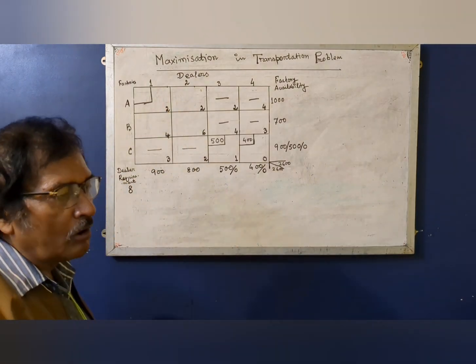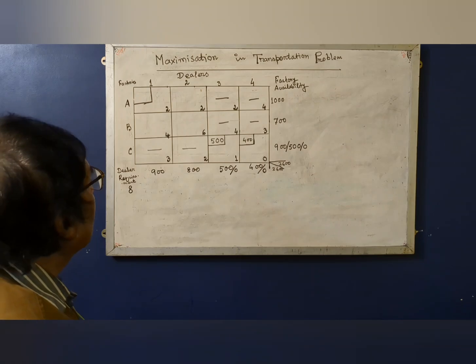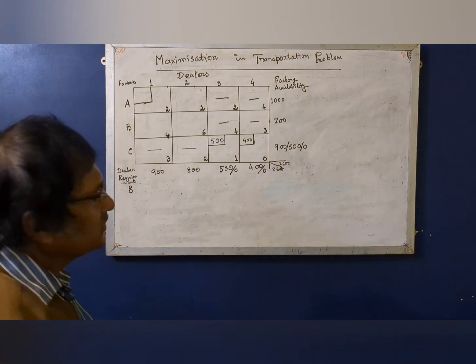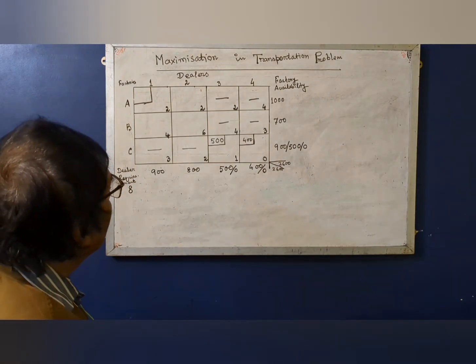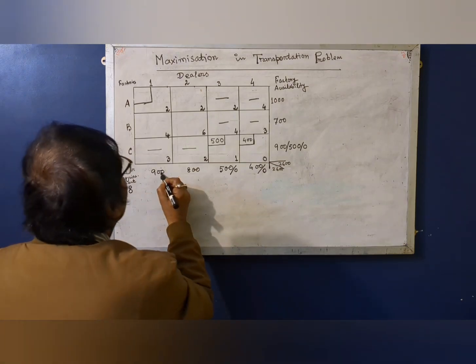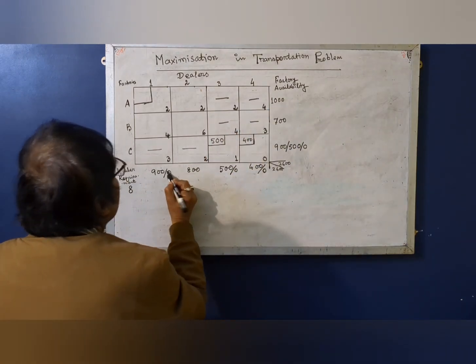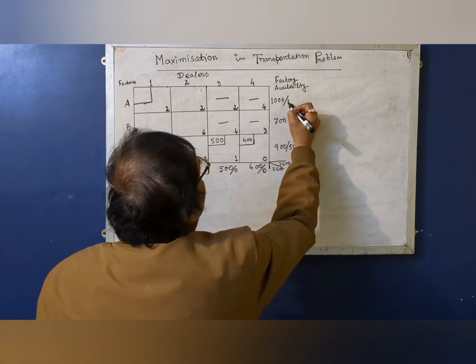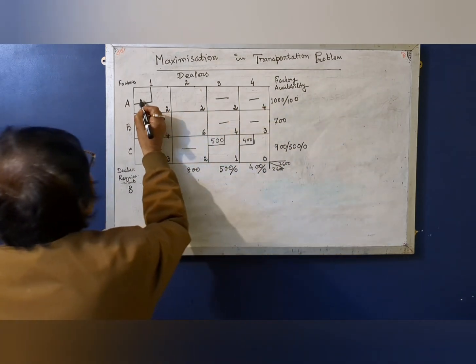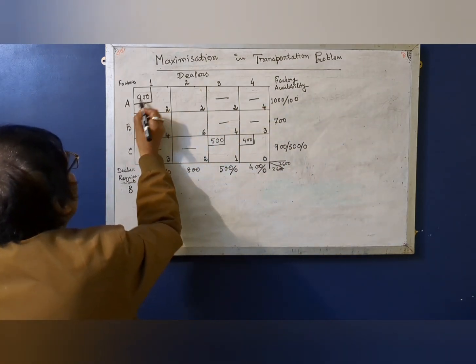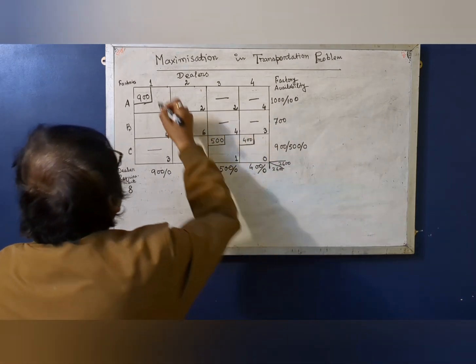You make it a common rule always. In this way, you will allocate. If the costs are the same, then you will consider the upper row and lower column. How much will you allocate? 900 and 1000. The minimum one you will put. It's 900. If you put 900 here, then the balance availability is 100 and the requirement is 0.